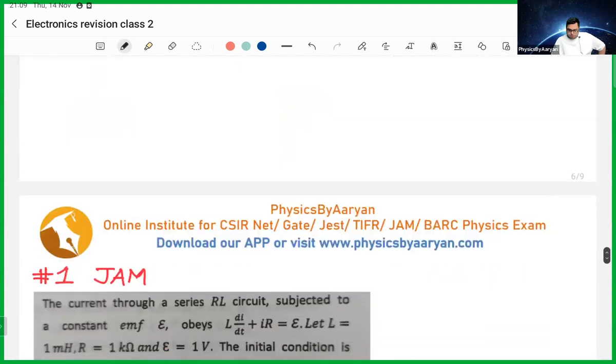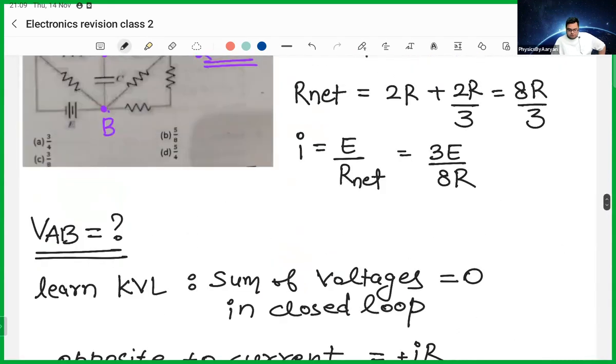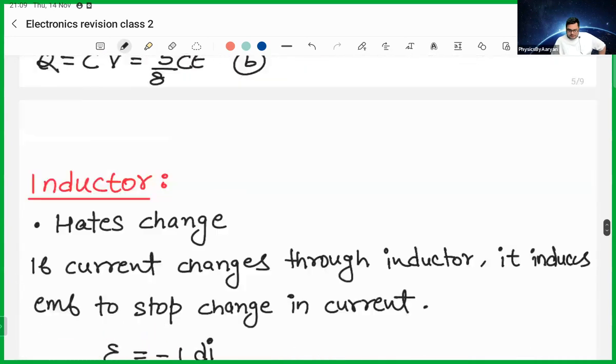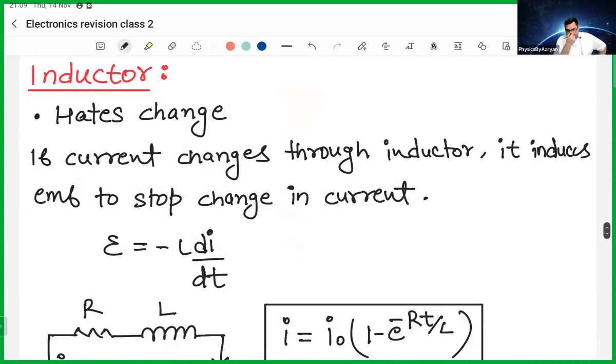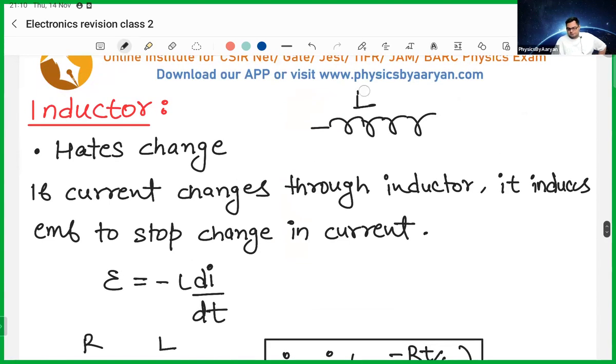Now we go for the last topic, or you can say the last thing for today, and that is going to be the inductor. Once you have understood the capacitor, shifting to the inductor is a very simple thing. An inductor is something made like that, and every inductor has some self-inductance L. You don't have to go into how to find this L, but it has some self-inductance L.